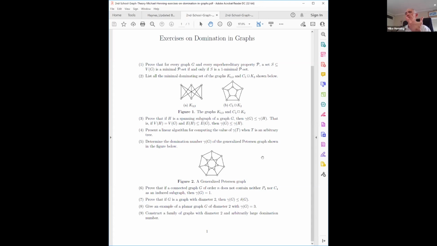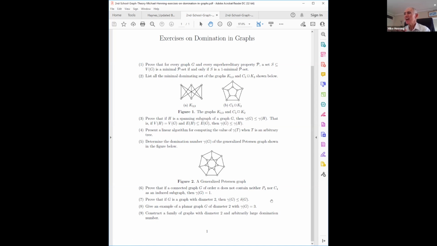5 is, how do you determine the domination of a graph? And we'll take an example. I've taken this generalized Petersen graph, and we will prove that the domination number is equal to 5. And then question 6, it's just a small little exercise in domination. We'll prove that if a graph doesn't have P4, C4 as induced subgraphs, then it has a dominating vertex. And so example 7 and 8 are just ones of diameter 2, very, very restricted graphs.